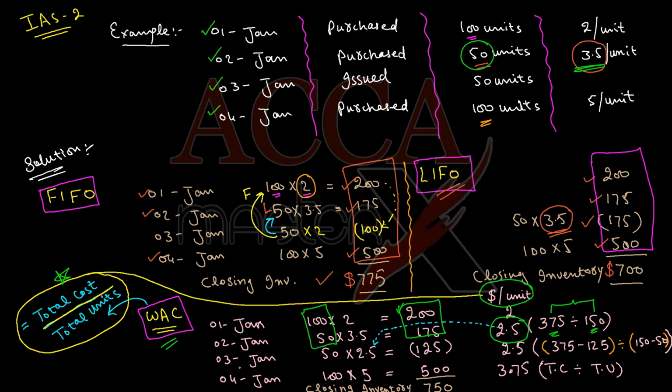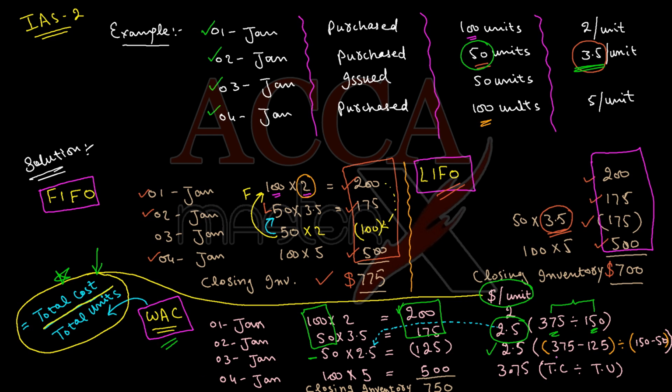Okay, and on 3rd of Jan when we are issuing 50 units, then we will use the recent cost per unit, which is $2.5, right? And again we will sum up all of these amounts and all of these units and put them into our formula, and after the calculation we will get $2.5.